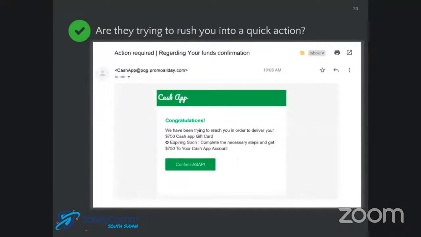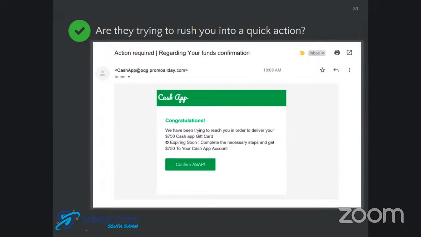Another one will tell you, "Congratulations, your fund confirmation. We have been trying to reach you to deliver your $750 Cash App gift card expiring soon. Complete the necessary step and get your money." Assuming you did not participate in this, and most likely you never participated, so how do you know that you won something you never participated in?